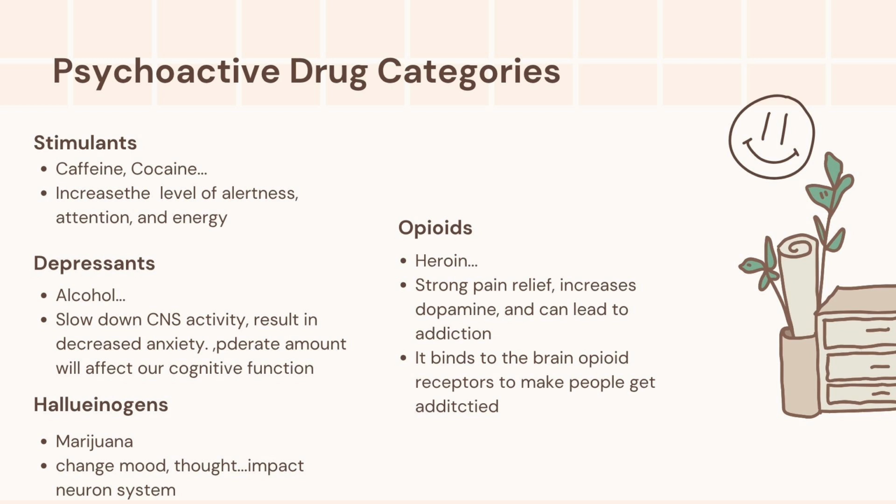The hallucinogens, marijuana is a kind of it, and its function is to change our mood and our thoughts, and it actually impacts our nervous system. So that one directly affects our brain. And opioids, heroin is a kind of opioid, and it is a strong pain relief. When you use it, it will increase our dopamine and can lead to addiction. The reason it leads to addiction is because it binds to our brain's opioid receptors, and people feel happy when the dopamine is released and they will think, okay, I want to take this more and more and more.